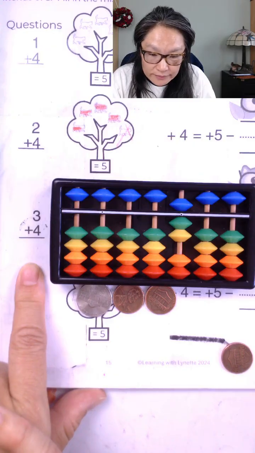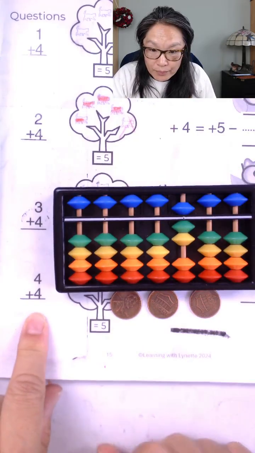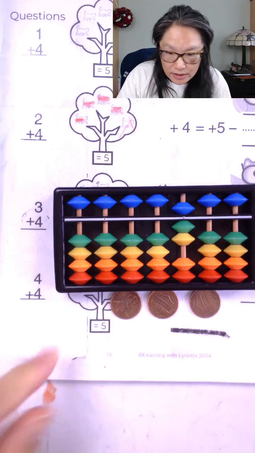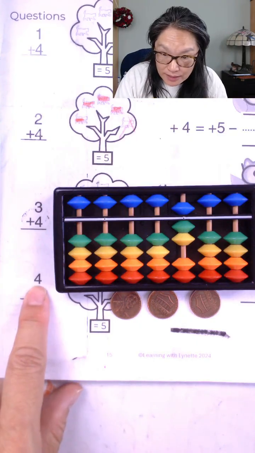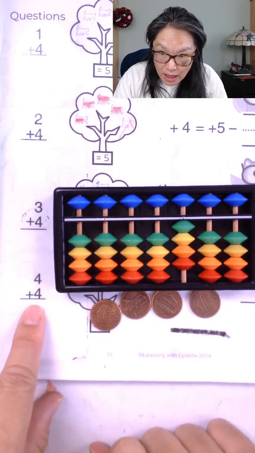Does that make sense? We do it again. Let's do 4. Remember, we don't memorize doubles. That doesn't make sense. But what we do memorize is a concept. This is 4. I have 4 on my abacus. I want to add another 4.